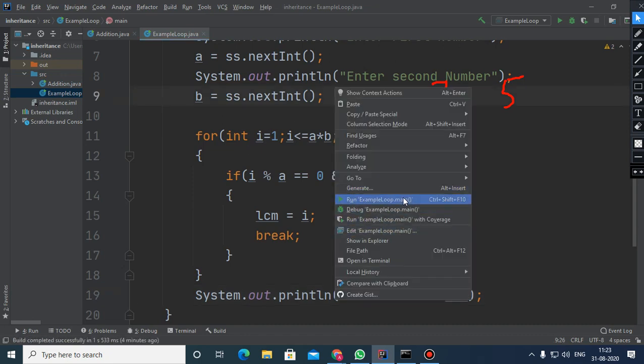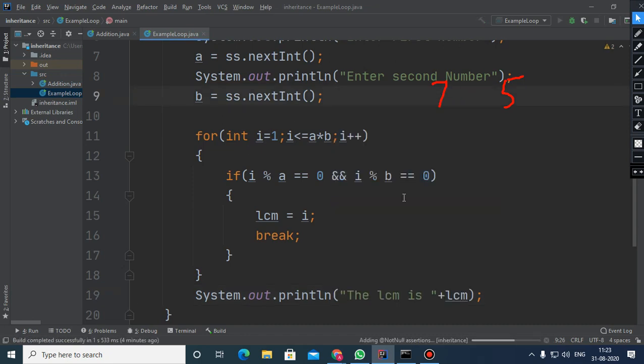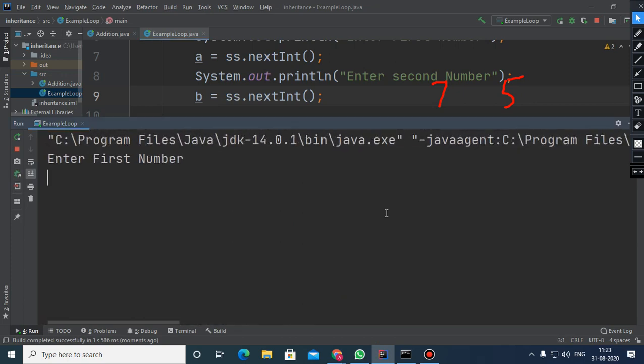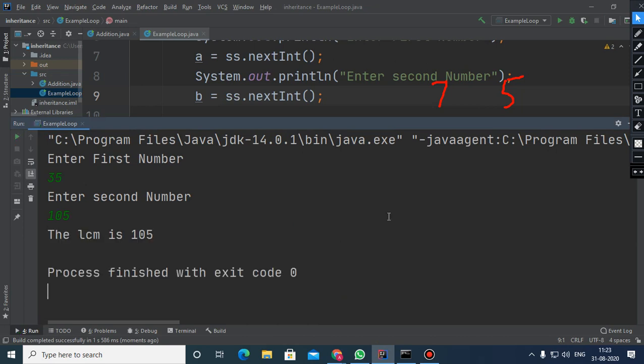So let us execute this. Children, suppose the first number is 35 and the second number is 105. The LCM is 105 because 105 is divisible by 35 and also by 105, and it is the smallest number which is divisible by both.